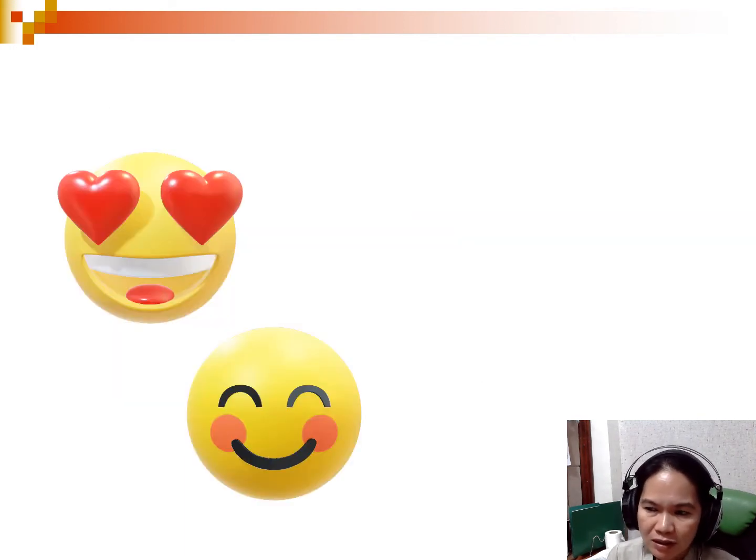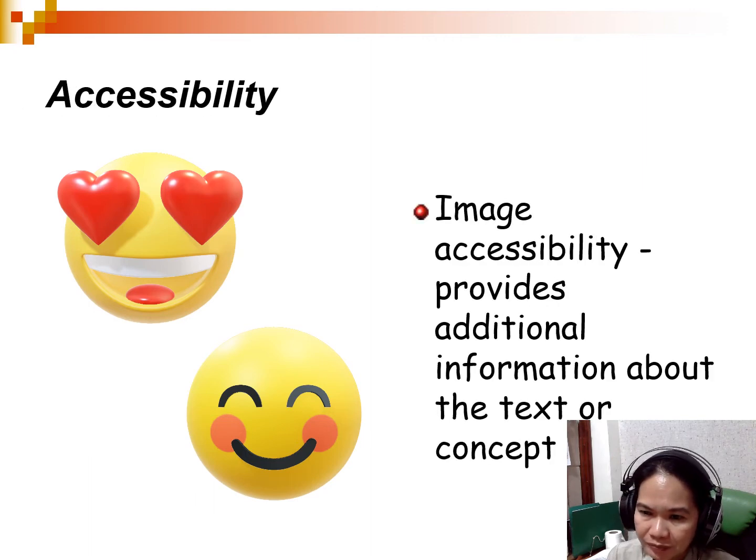The next thing is accessibility in image. Okay? Just like the nonlinear. When you say nonlinear, it needs images or visuals to support, to make our presentation of information effective. Okay? So image accessibility provides additional information about the text or concept. Aside from the text, we support the information by presenting it in visual images.